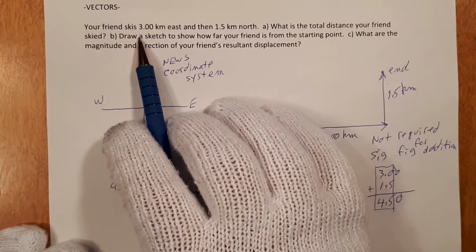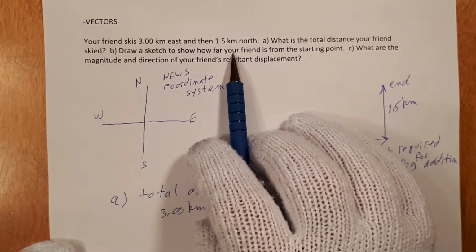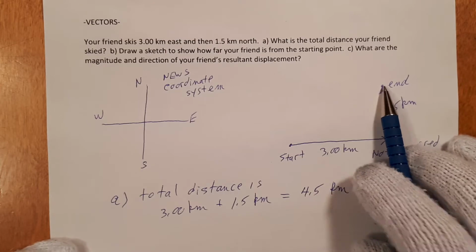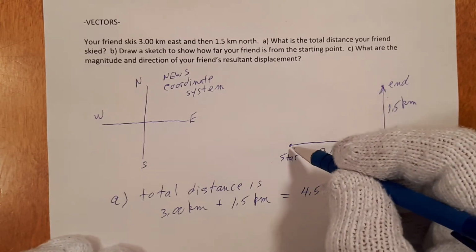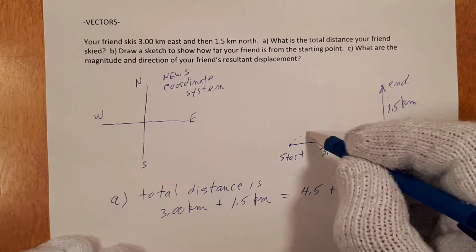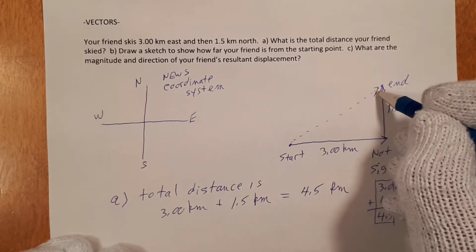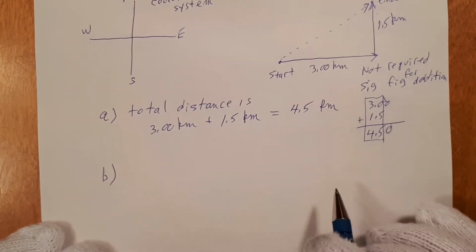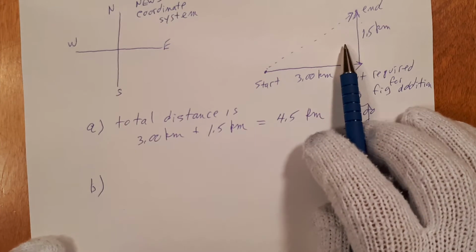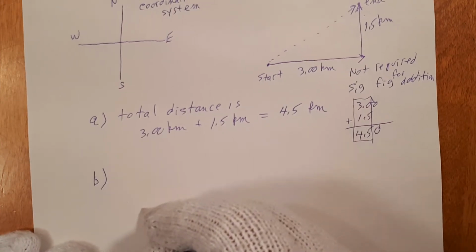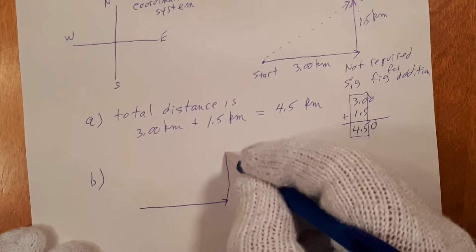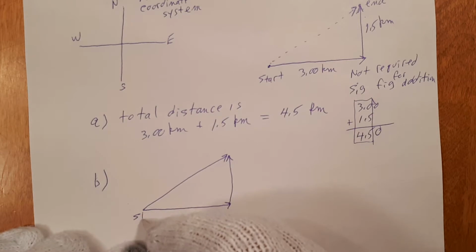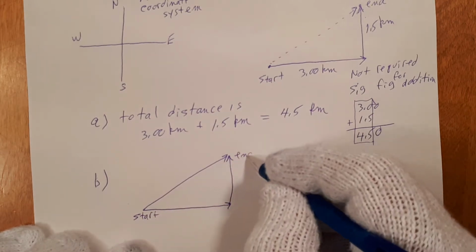And for part B, it says here, draw a sketch to show how far your friend is from the starting point. So he started here, ended up there. The actual distance that he is, or how far he is from the starting point to the end point, is that distance here. So part B, I can simply redraw this portion. This is how far he is from the start to the end, or the finishing point.